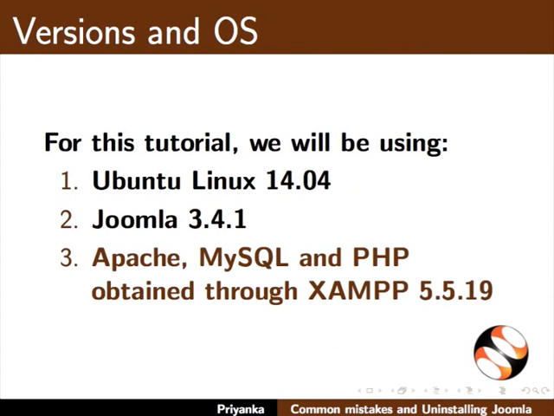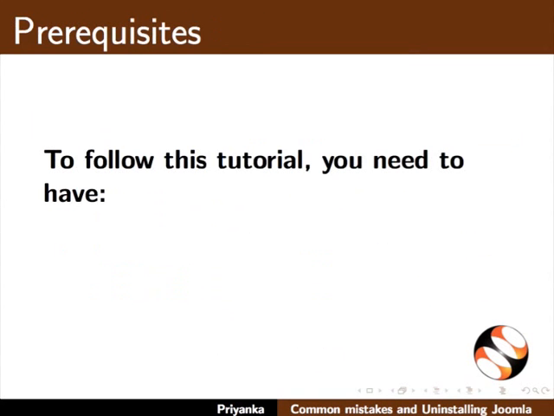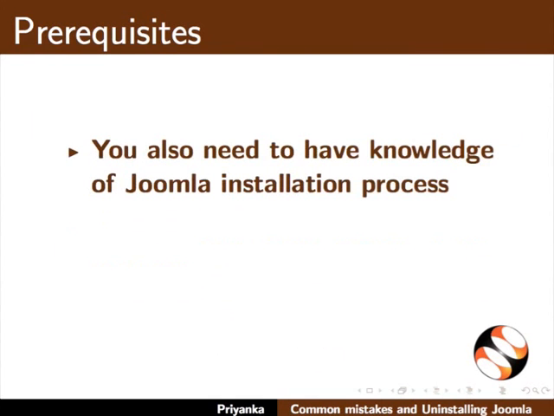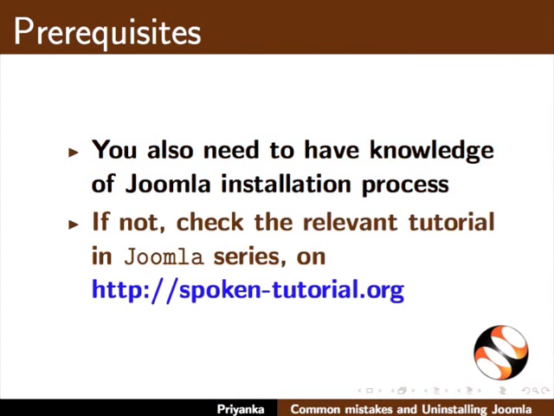For this tutorial, we will be using Ubuntu Linux 14.04, Joomla 3.4.1, Apache, MySQL and PHP obtained through ZAMP 5.5.19. To follow this tutorial, you need to have ZAMP and Joomla installed on your system. You also need to have a knowledge of the Joomla installation process. If not, check the relevant tutorial in the Joomla series on the Spoken Tutorial website.